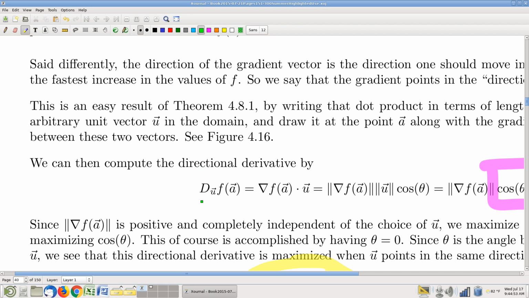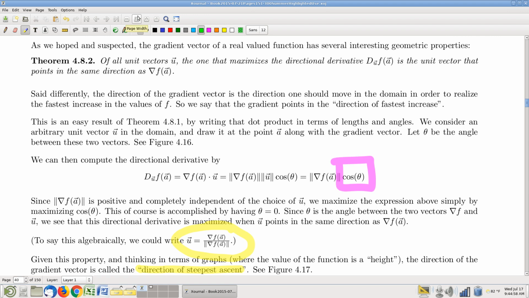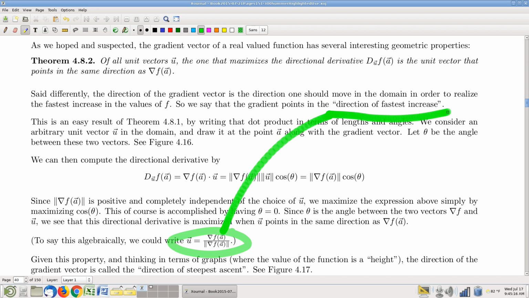Okay, so here's our conclusion. The unit vector pointing in the direction of the gradient vector, and don't forget we have an easy way of finding a unit vector pointing in a given direction: just divide by the magnitude. So the unit vector in the direction of the gradient is what we call the direction of fastest increase. That's the way to go to make your function increase the fastest. And again, if you want to make your function decrease as fast as possible, go the opposite, negative direction.